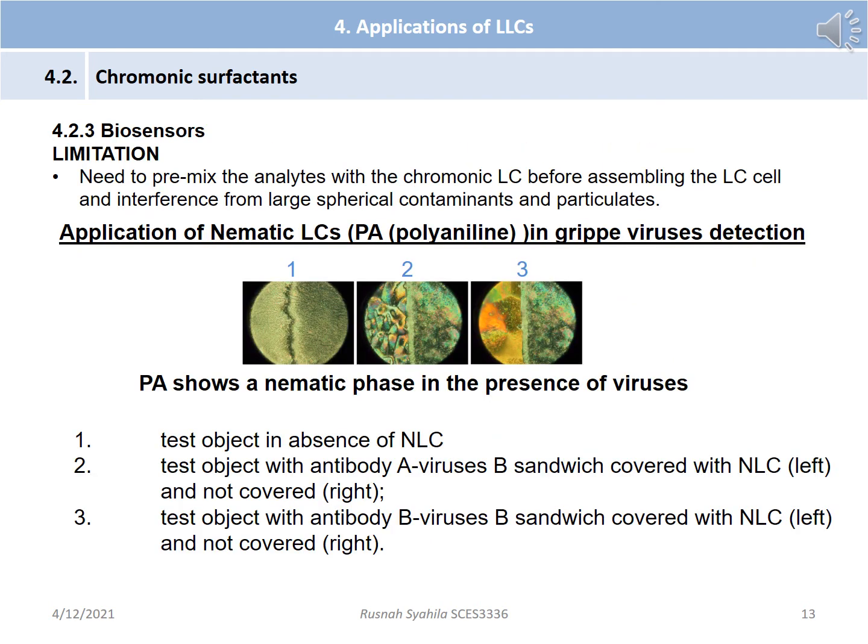The last application for chromonic surfactants that we will discuss is the application of chromonics as biosensors. In biosensors, polyaniline, PA, that exhibits nematic liquid crystals can be used to detect virus existence. The polyaniline shows a nematic phase in the presence of viruses. Look at the images on the slide. We can observe the nematic phase in the image in the middle. This is a rapid technique in detecting flu viruses. But it needs premixing of the analytes with the chromonic liquid crystals before assembling the liquid crystal cell, and it suffers interference from large spherical contaminants and particulates.